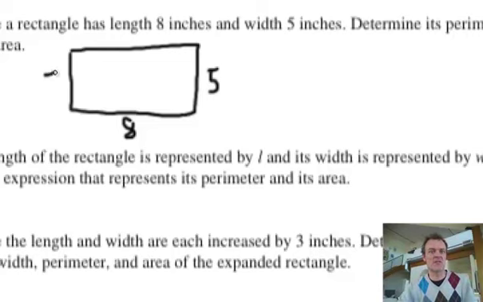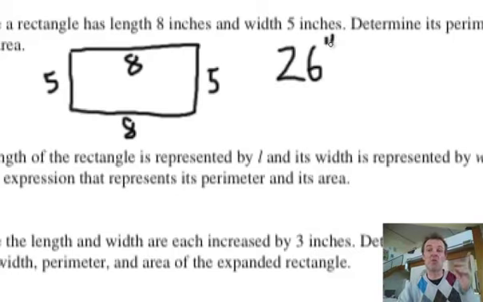Okay, let's just write some extra in here. There's the extra 5 for that width, and here's the 8. Add all those together, 8 and 5, 8 and 5, you're going to get 26 inches. That's the perimeter all the way around.